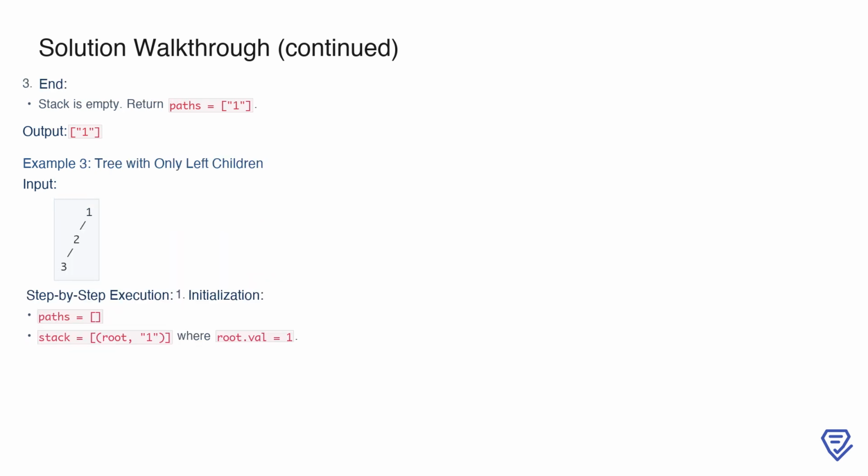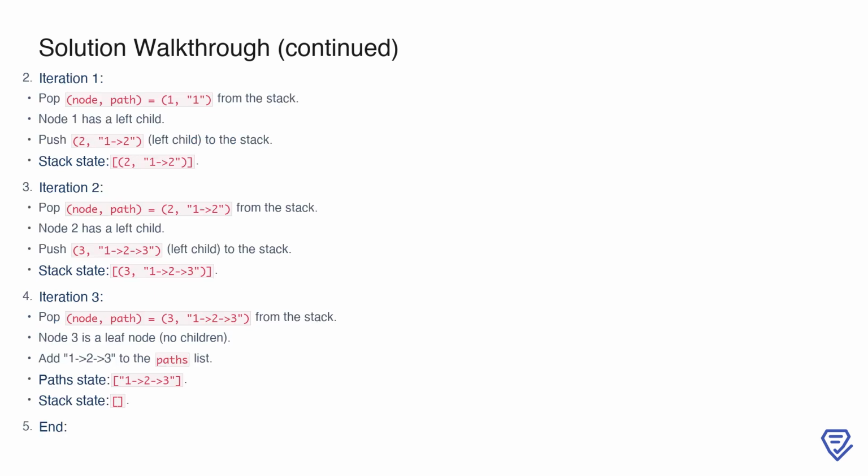Now, we look at a single node tree, where the tree consists of only the root node with the value 1. We initialize the paths list as empty and start the stack with the root node and its value as the path string. In the single iteration, we pop node 1 with the path 1 from the stack. Since this node is a leaf node, we add its path 1 to the paths list. At this point, the paths list contains one entry, 1, and the stack is empty. This indicates that we've processed all the nodes in the tree. In this example, the tree has only left children, forming a linear structure.